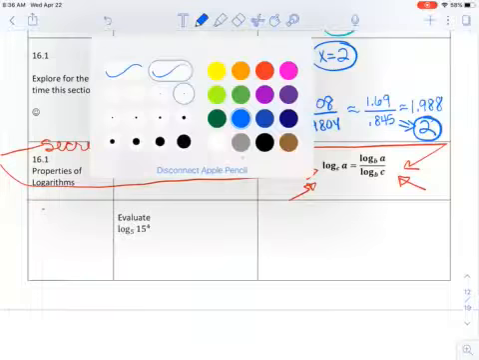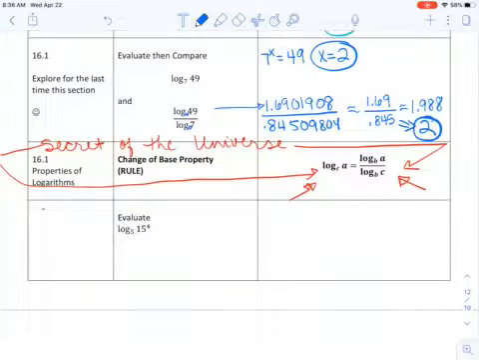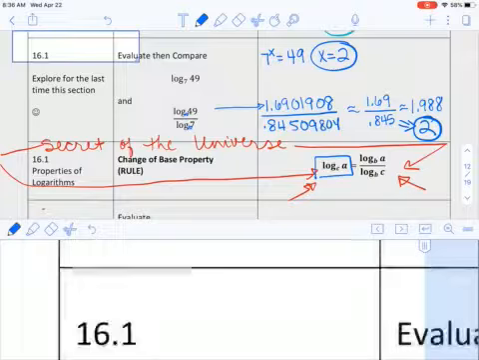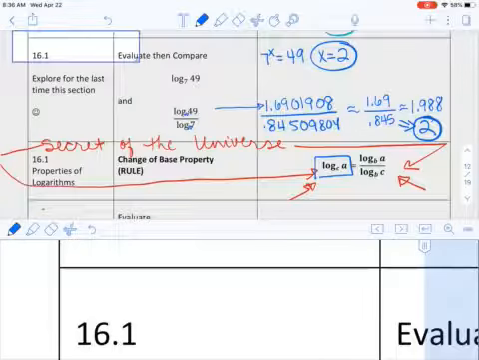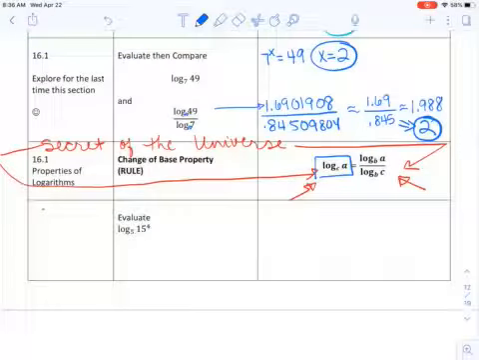Okay, and Secret of the Universe is otherwise known as the change of base property, or the change of base formula, sometimes it's called. And it says, if you have a log problem, you can take this problem and switch it to any common base. You can switch it to any common base and then just divide those.